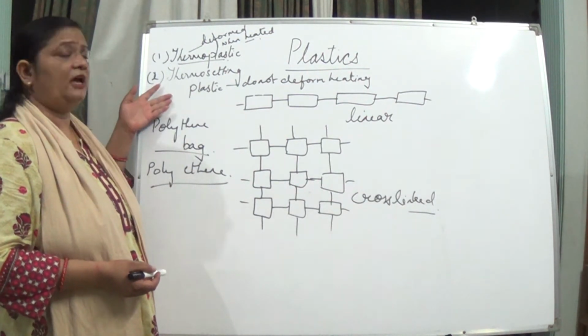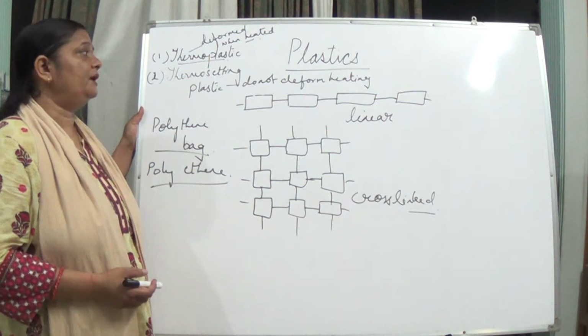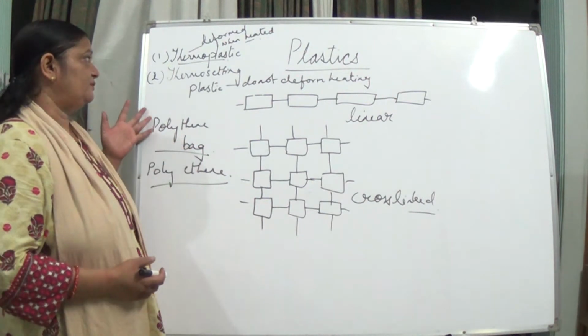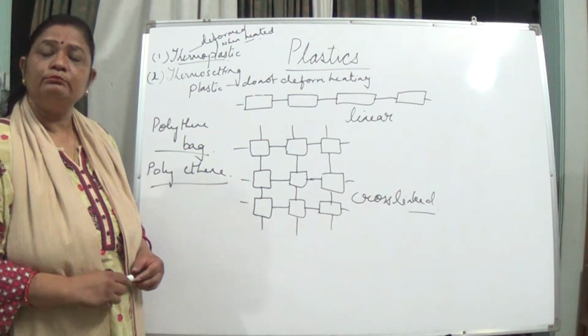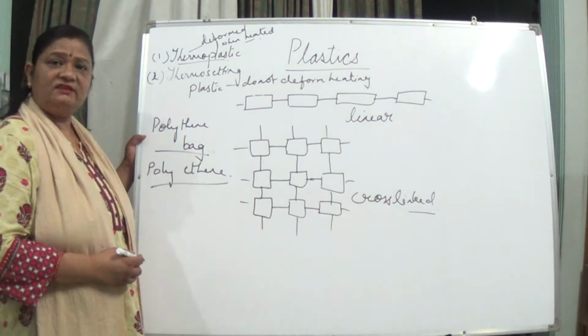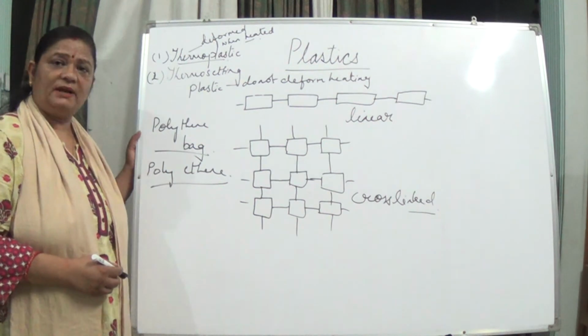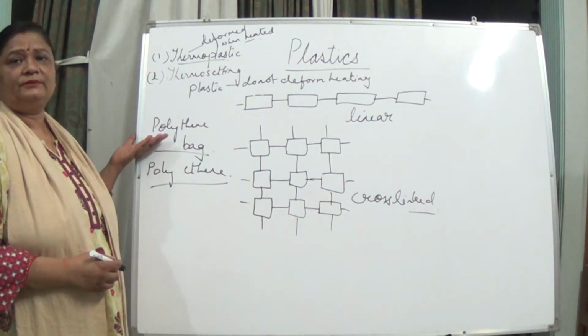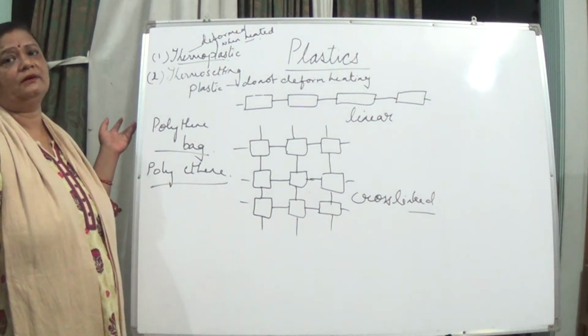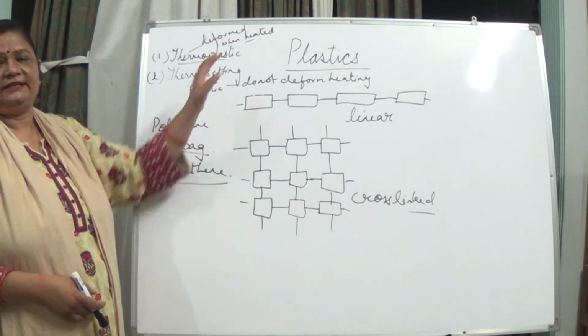When we talk about thermosetting, melamine, you can say bakelite. So these are some of the examples of thermosettings and thermoplastics. And when we talk about a polythene bag, which type of plastic is this? This is a thermoplastic because it bends and it will get totally deformed on heating.